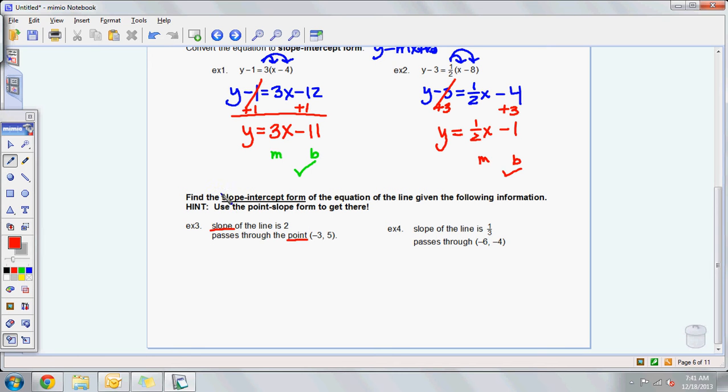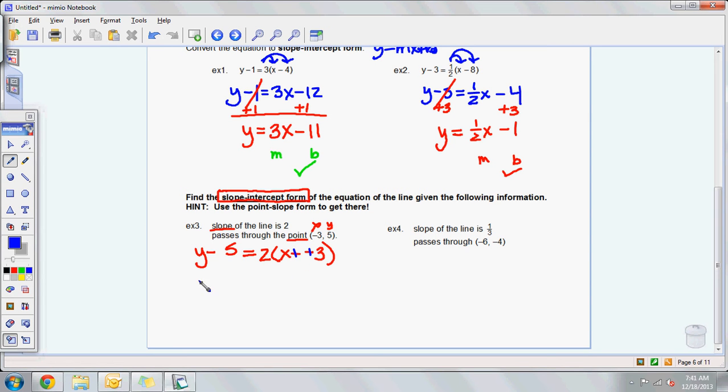Now that's not what they're asking for, but that's the only thing you can do as a first step, is write it in point slope form. Can't do this yet with this information. So let's do point slope form real quick. So we're going to do y minus your y equals slope x minus your x. Okay, so we put it in point slope form. Let's simplify it, add those up.